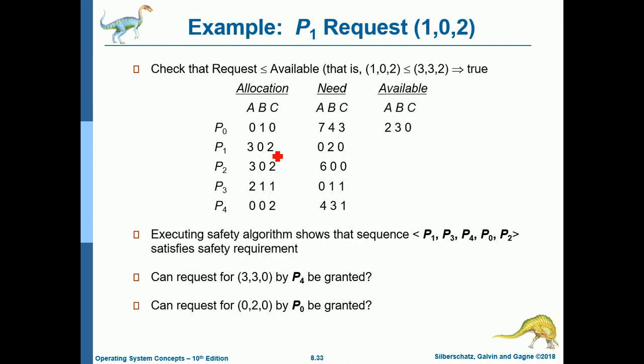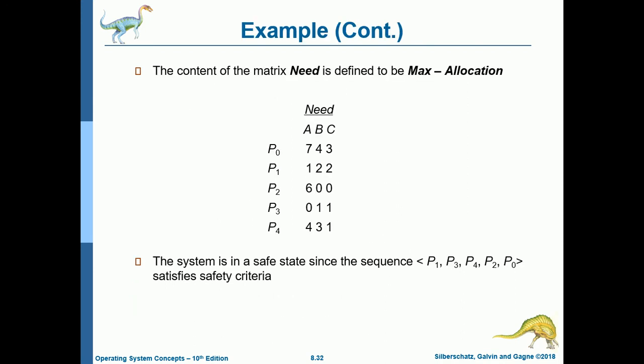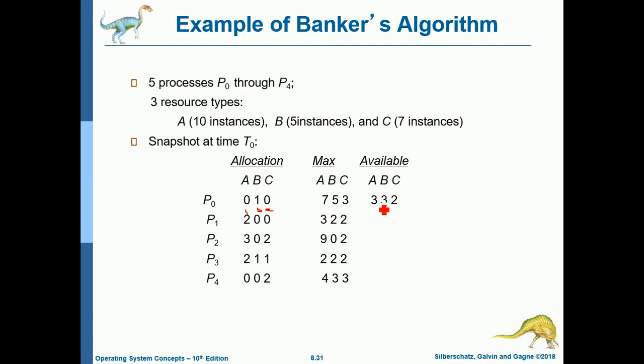But before you add that allocation, you have to check first if 102 fits. It fits because there are still available resources: 3 for A, 3 for B, and 2 for C. So we have to subtract 102. So this will be 230.